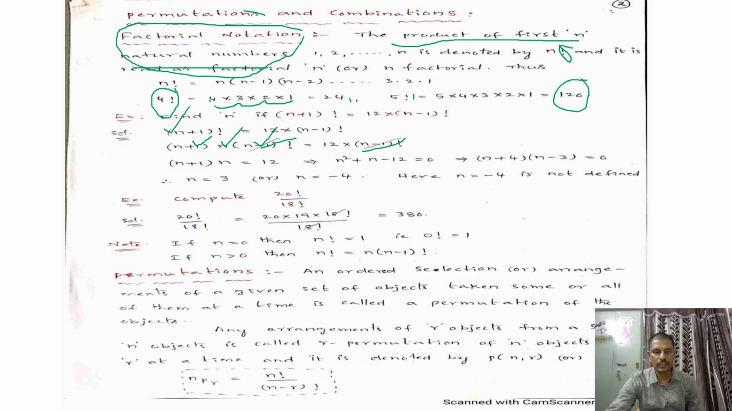So that is equal to 12. Now on calculating this, we get n square plus n minus 12 equals 0. By factorizing this, we get (n plus 4) into (n minus 3) equals 0. So n equals 3, n equals minus 4.